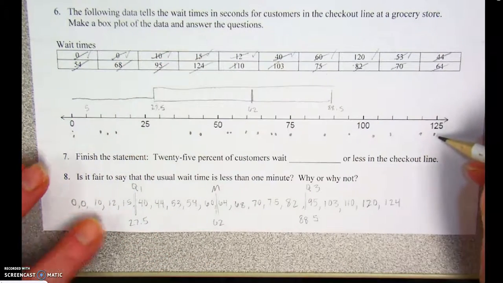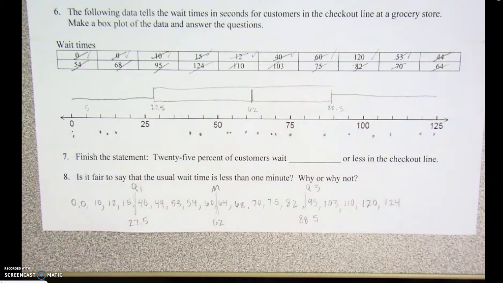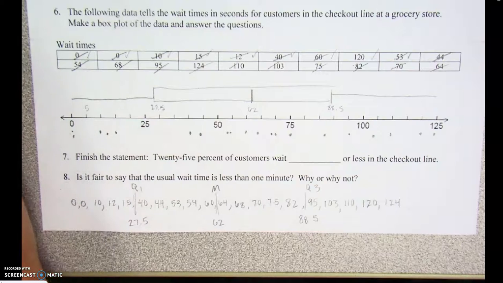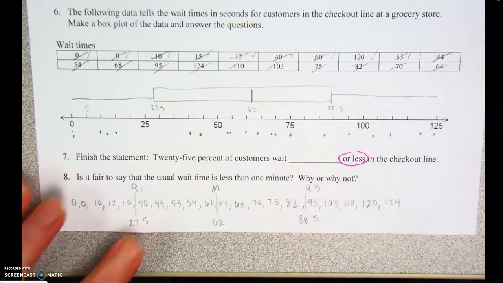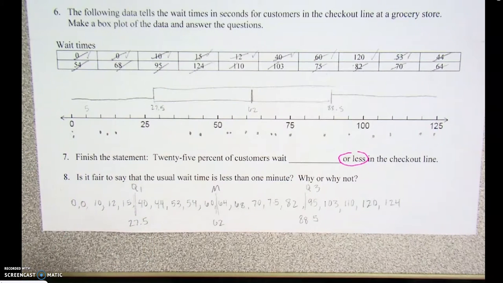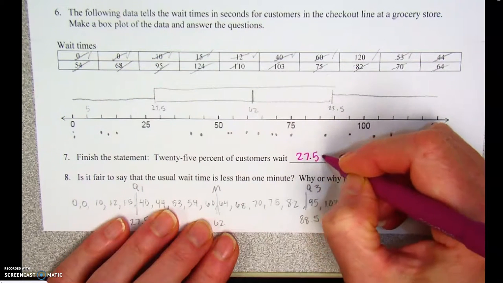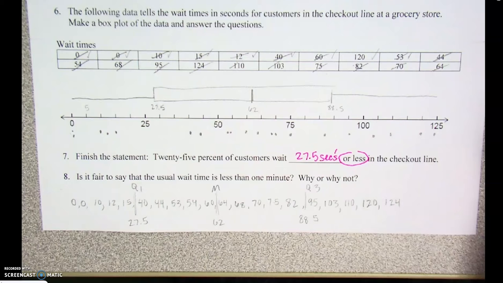My maximum value is 124. Finish this statement. 25% of customers wait this much or less in the checkout line. Well, it's the or less, meaning it's got to be a certain number and then smaller than that. So I'm going to say 27.5 seconds or less in the checkout line.